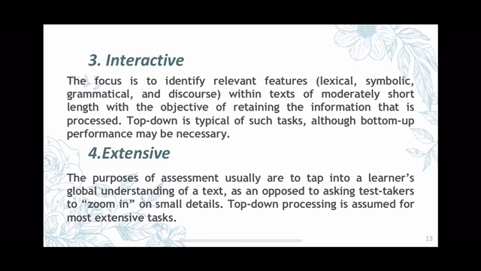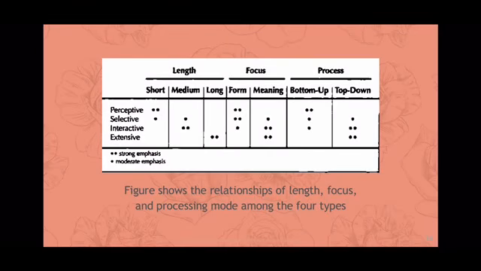Four is extensive reading. The purposes of assessment usually are to tap into a learner's global understanding of text as opposed to asking test takers to zoom in on small details. Top-down processing is assumed for most extensive tasks. Now we have a figure that shows the relationships of length, focus, and processing mode among the four types of reading.